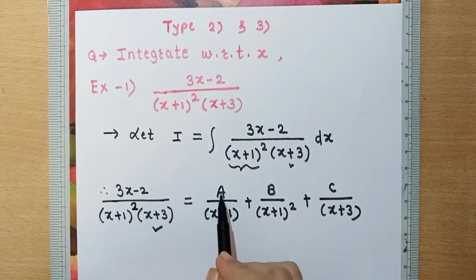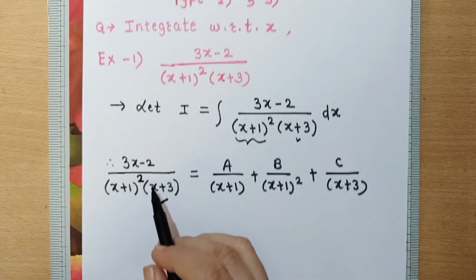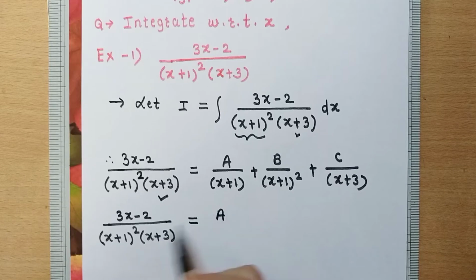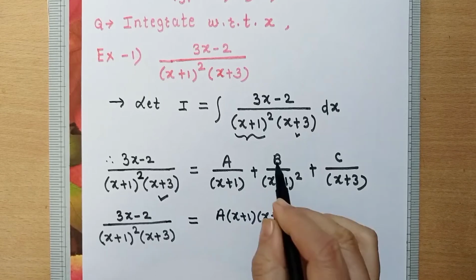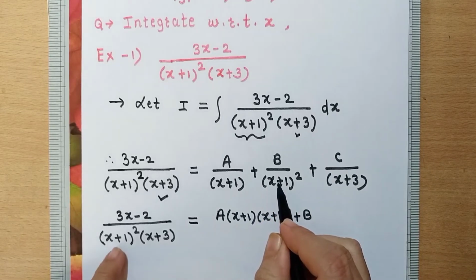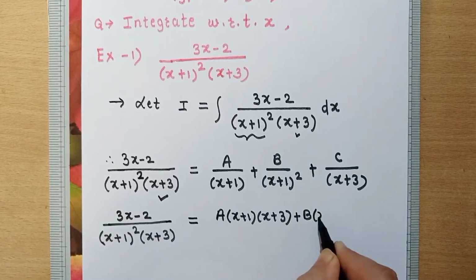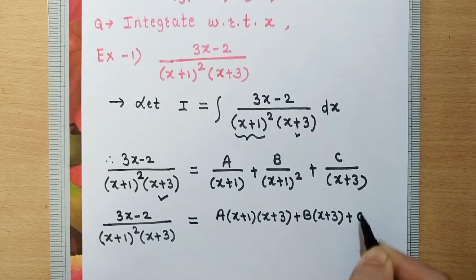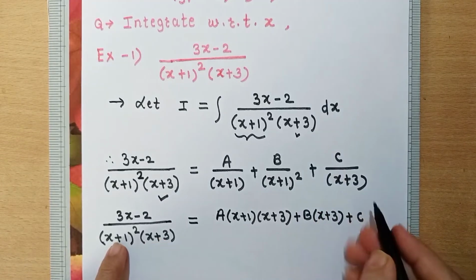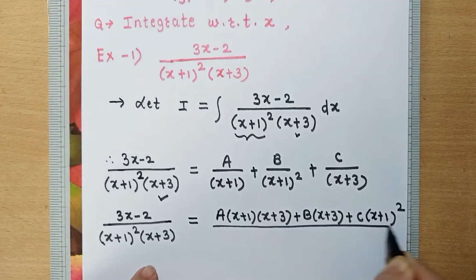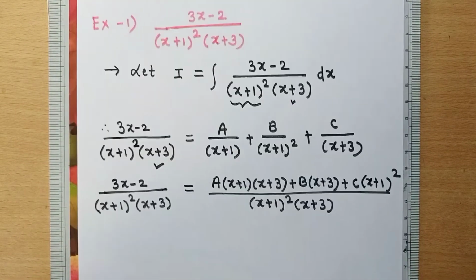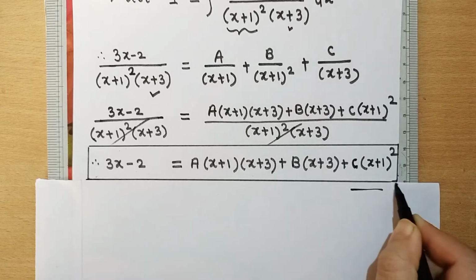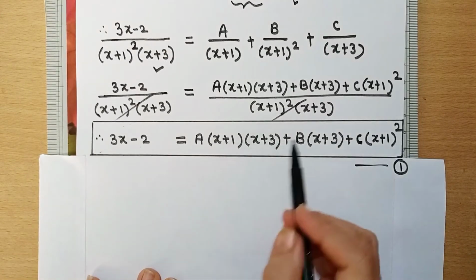Now here I want to make the denominator the same as this, and therefore we will multiply A by (x plus 1) and then (x plus 3). Then we will multiply B, this is already there, by this (x plus 3), and to C, check now, this bracket is present, so we will multiply by this. This is the same denominator, so the same denominator gets cancelled, and so this is equal to this. Say this is equation number 1, and now we will find the values of these constants.